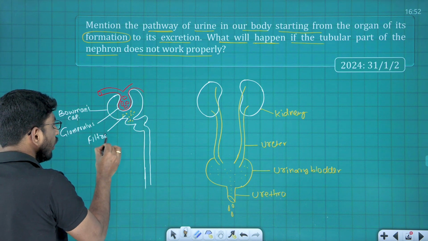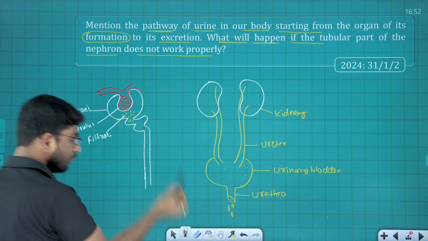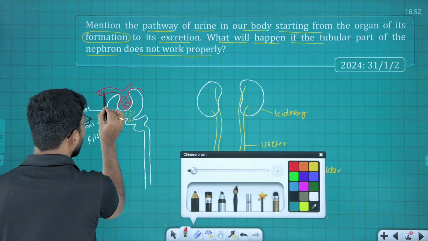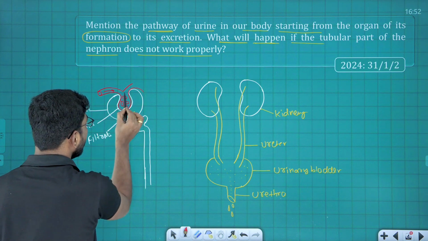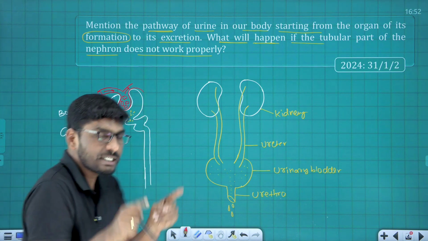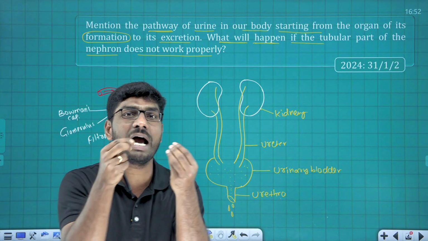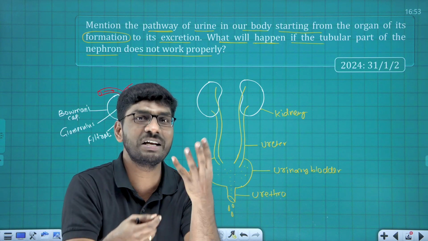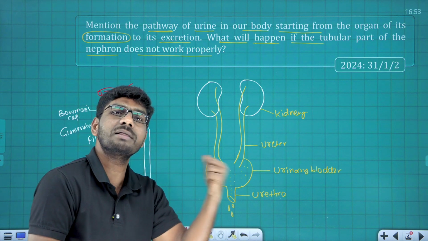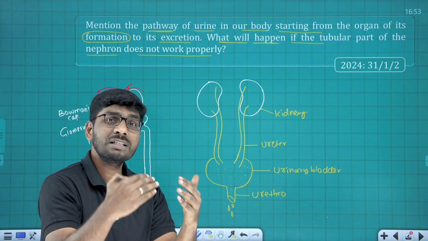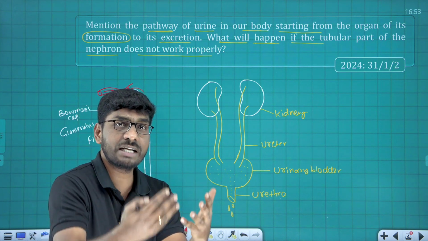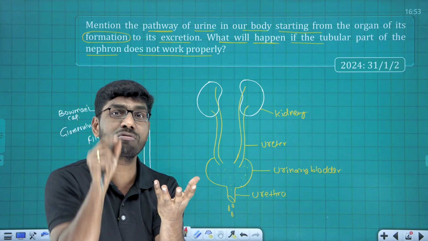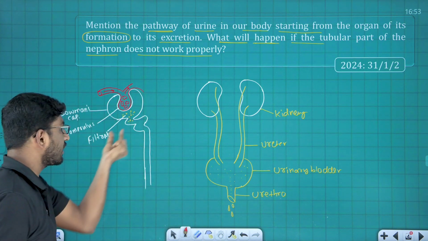Remember all of you, when blood enters the Bowman's capsule, I'm showing with the arrow mark, it undergoes a process called ultrafiltration. The filtration process takes place in the glomerulus. Once blood undergoes filtration, it forms a fluid part called filtrate. Look at it, this is filtrate.